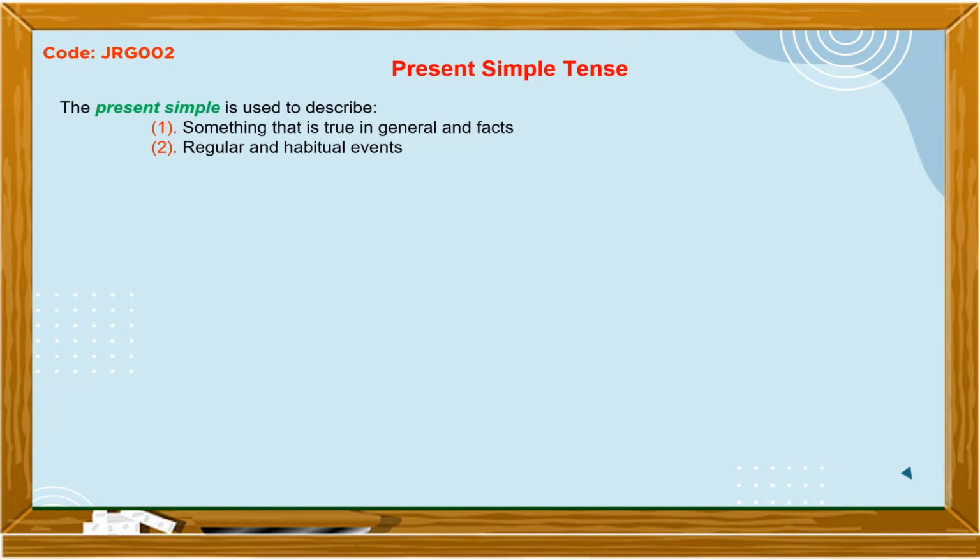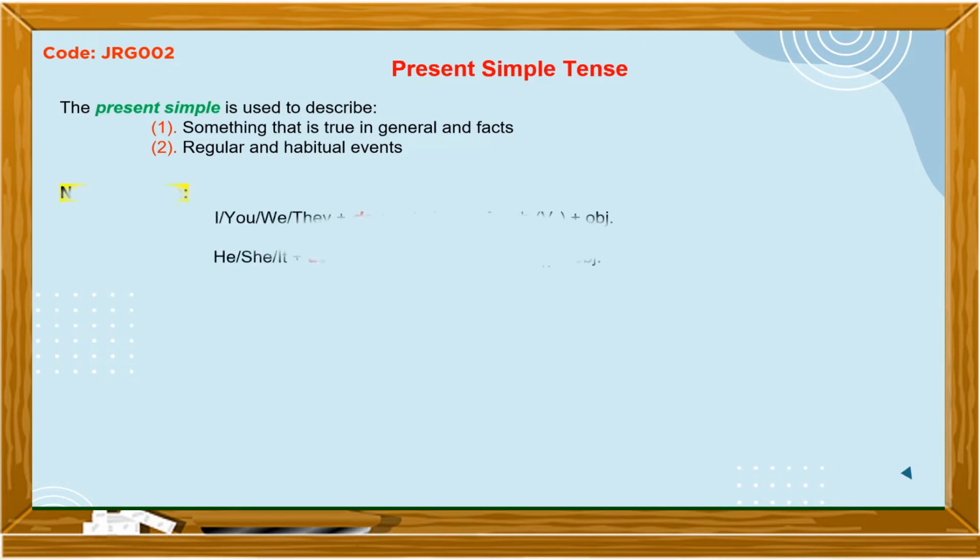Alright everyone, so like you can see on my screen, the present simple is used to describe something that is true in general or a fact. And the second one is a regular or habitual event. Alright everyone, so about the use of the present simple, I already explained it in the first video clip. So if you want to understand the use of the present simple clearly, you can go to my first video clip. Alright, so let's move to the next point altogether, everyone.